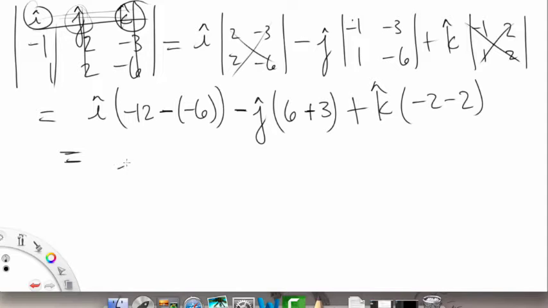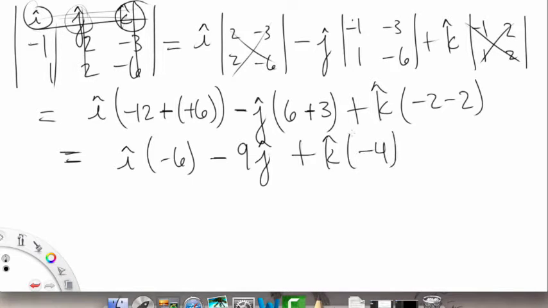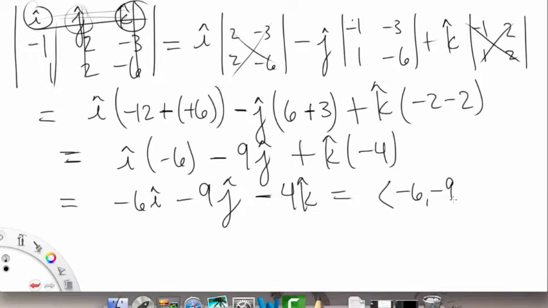Alright, so moving along, so we have I hat times, and these turn positive, so -6 goes there, and then this is minus a 9, J, plus a K hat times -4. Alright, so our resultant vector is going to look like -6I minus 9J, and then minus 4K hat. Alright, so this is the same thing as -6, -9, and -4.